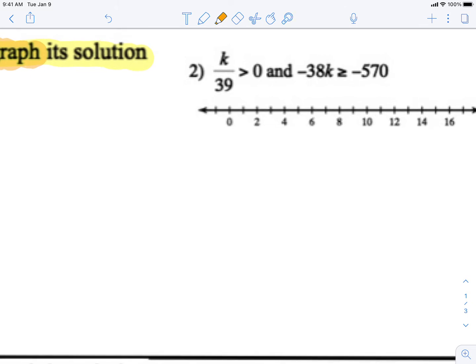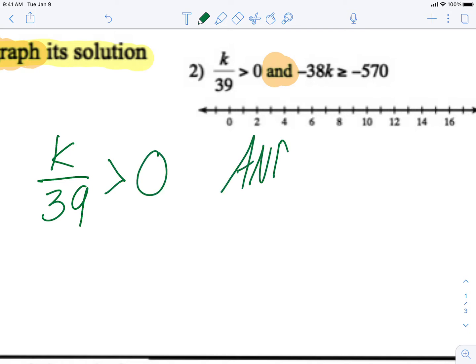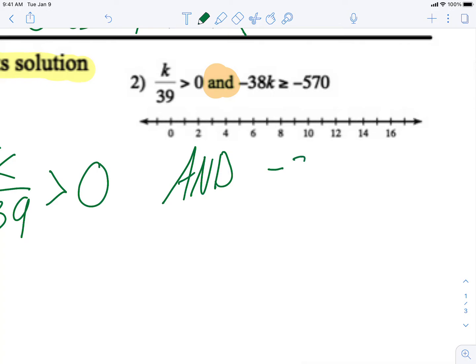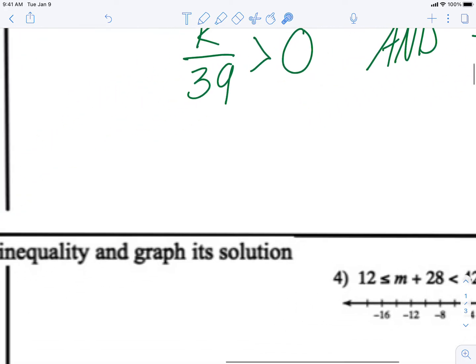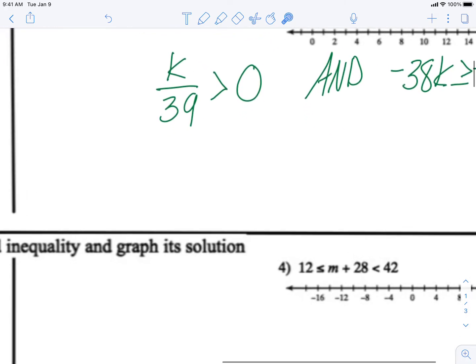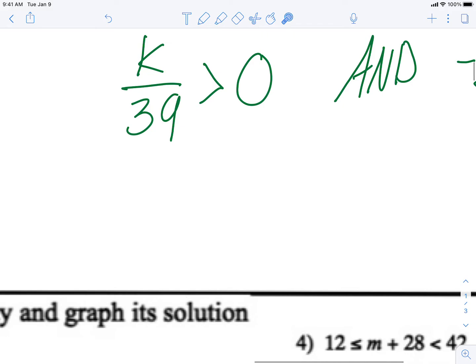So, again, it says "and." So I need to do two problems. k over 39 is greater than 0, and negative 38 k is greater than or equal to negative 570. I think I'm going to need my calculator for this one because those are big numbers. Right? So let's do this one here first. Let's draw our line of separation here.